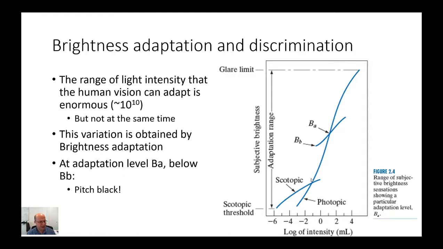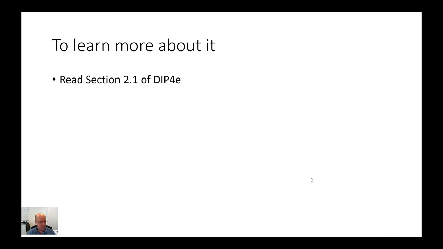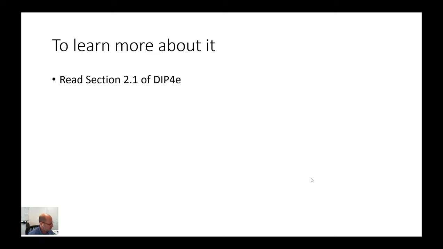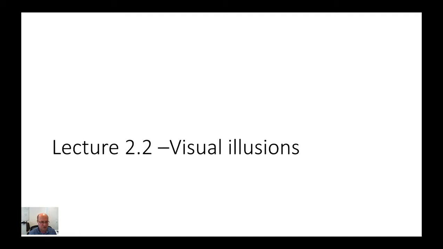We are going to return to these points throughout this topic, and we're going to see how this influences our visual perception when we talk about visual illusions in the next section of this lecture. If you want to learn more about human visual perception, please read section 2.1 of our book. I'll be back soon to talk about this exciting topic, visual illusions. I just love this topic, so hold your breath. I'll see you soon.